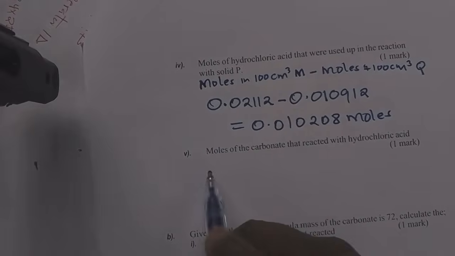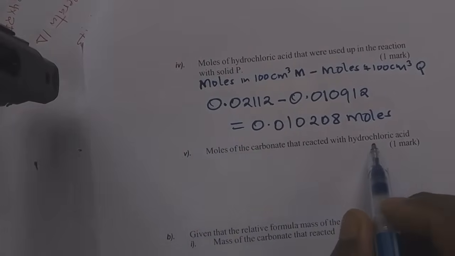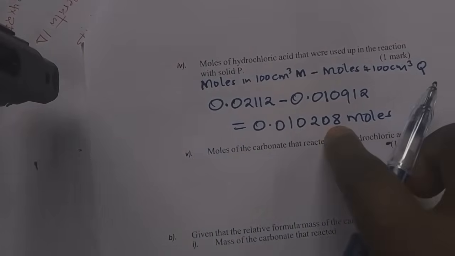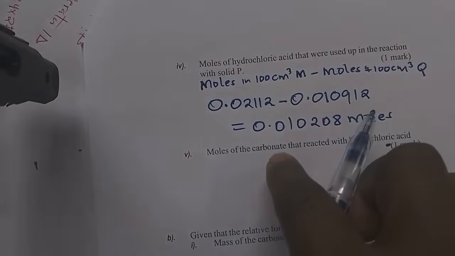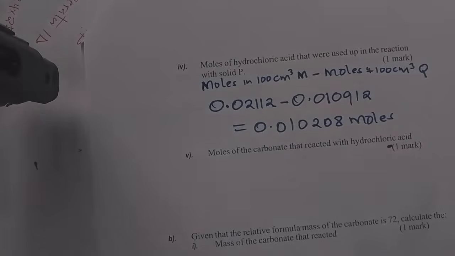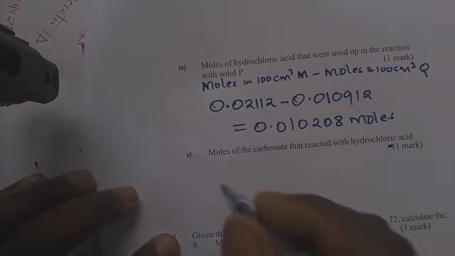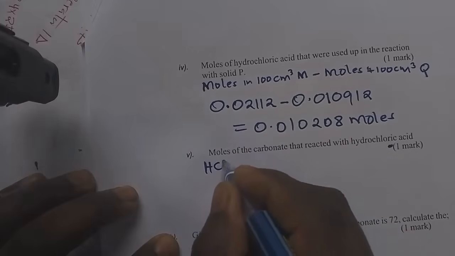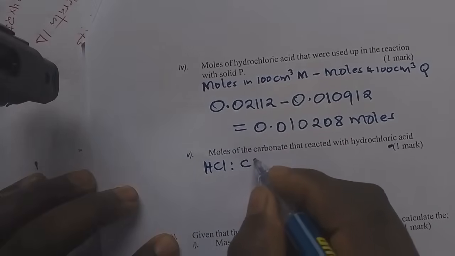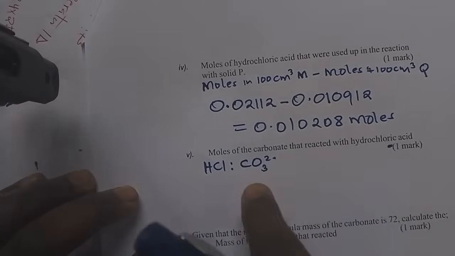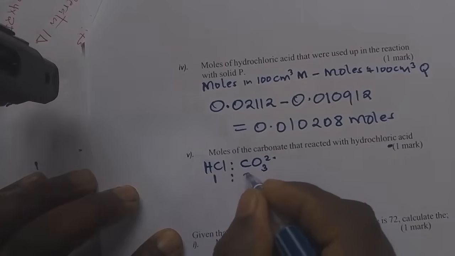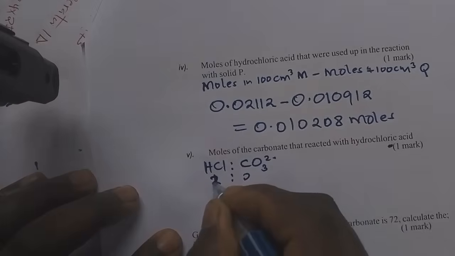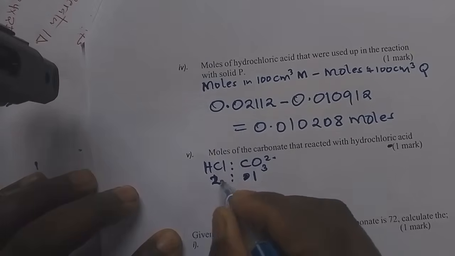Number of moles of the carbonate that reacted with the hydrochloric acid. Now we know the number of moles of HCl that reacted with the carbonate, solid P. Now what will be the number of moles of P? Here what you need to understand is the mole ratio of HCl when it is reacting with the carbonate. Remember, carbonate has a valence of 2, and this one has a valence of 1 hydrogen here. Therefore, the ratio is 2 to 1.